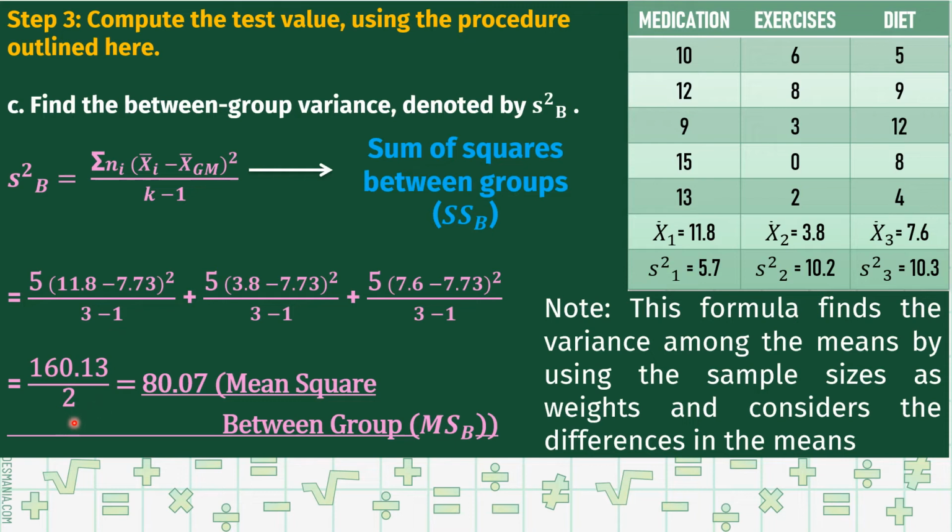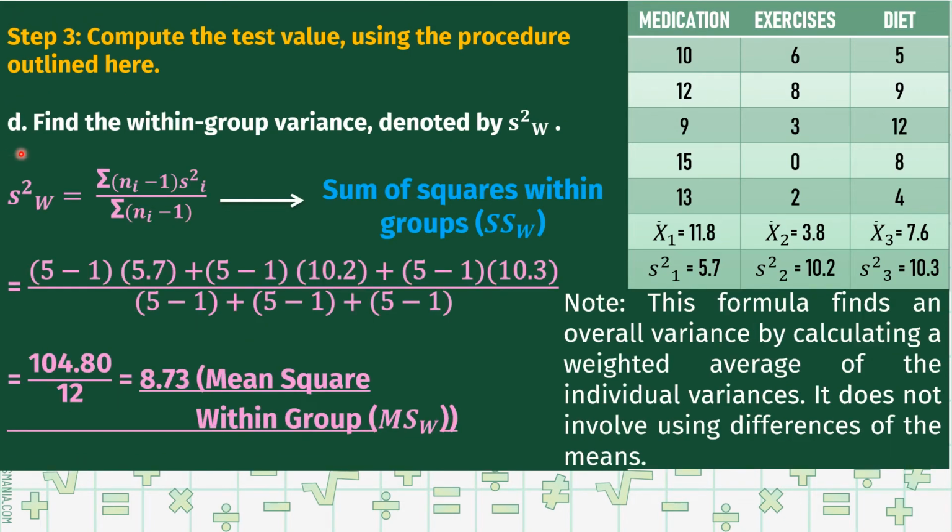160.13 divided by 2 equals 80.07. So this now is our between group variance, also known as the mean square between group, denoted by MS sub B. And take note that this formula finds the variance among the means by using the sample sizes as weights, and considers the differences in the means.